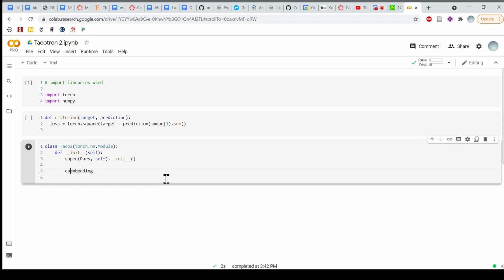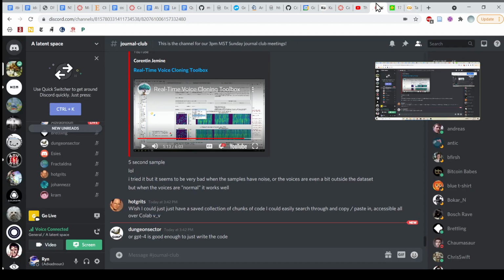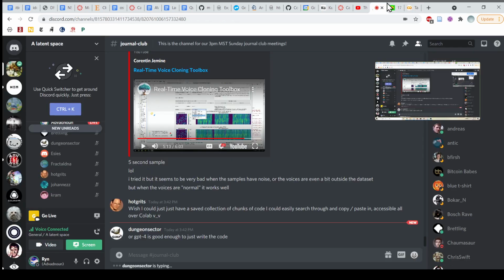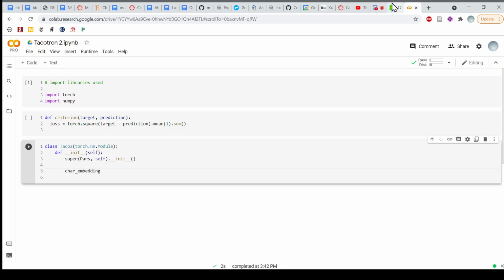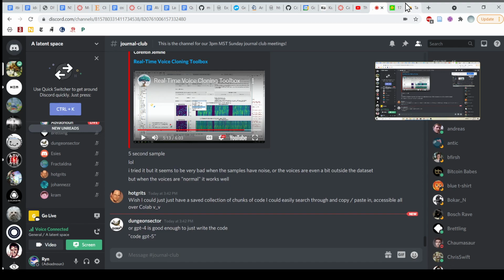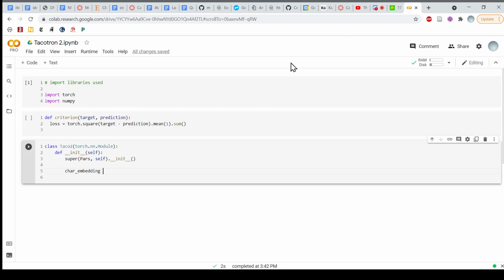Character embedding. Oh yeah, GPT-4, I want it to replace me so badly. Like, take away my job, please. And I'm not being ironic when I say that. That'd just be cool. I mean, obviously I need to eat to live, but code GPT-5.